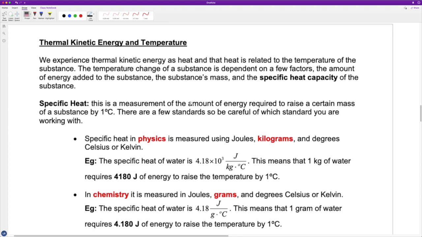So there are some formulas. When we talk about heat, we're talking about a form of kinetic energy. And this has to do, again, with the internal vibrations of the atoms and the molecules within a substance itself. So before we can actually discuss any of this, we have to talk about something called the specific heat. This concept is the measurement of the amount of energy required to raise a certain mass of a substance by 1 degree Celsius. So kind of think of it as heat inertia.